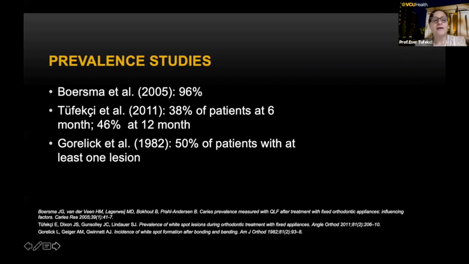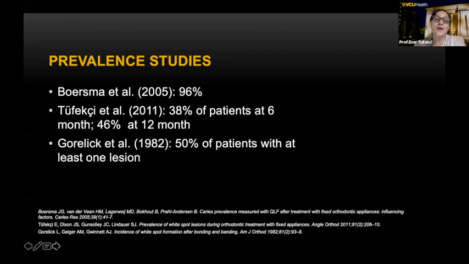In 2011, we conducted a study at VCU, and in this study, we chose our patients with ideal oral hygiene with no white spot lesions, and we observed these patients at 6 months and at 12 months. What we noticed is that 38% of patients at 6 months had at least one white spot lesion. And the number went up to 46% at 12 months, and after that, it kind of leveled off.